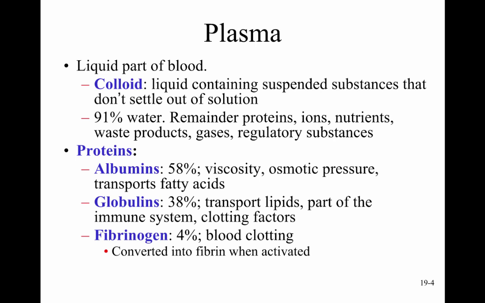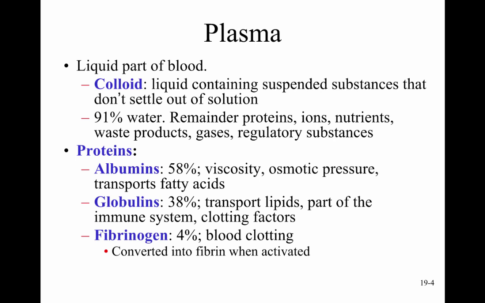So the plasma, the liquid part of the blood, is a colloid, meaning it's a liquid that contains suspended substances that don't settle out of solution. Gelatin is an example of a colloid. So you have a liquid, and the molecules are not going to settle. Muddy water is not a colloid, it's a suspension, because if you let that muddy water sit for an hour or two, you're going to have particles settle to the bottom. A colloid would not do that.